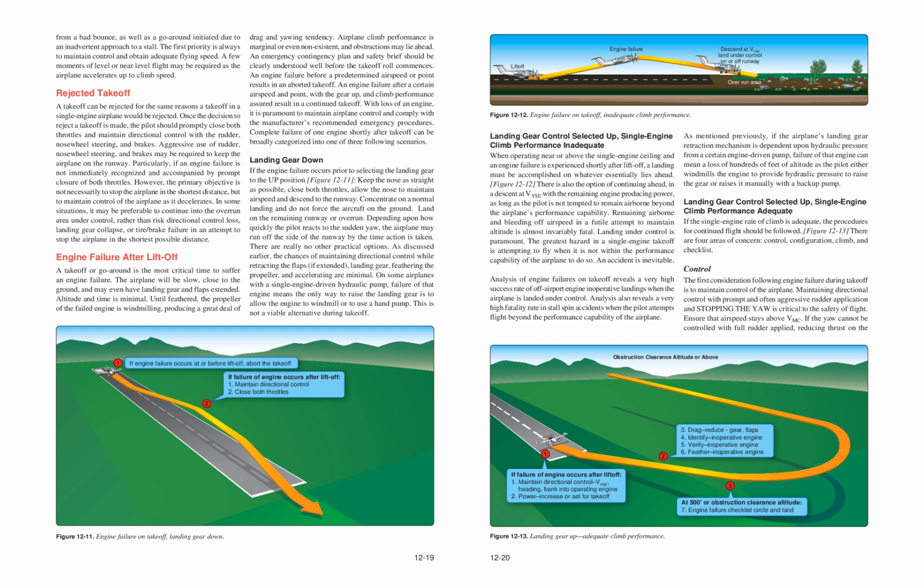As mentioned previously, if the airplane's landing gear retraction mechanism is dependent upon hydraulic pressure from a certain engine-driven pump, failure of that engine can mean a loss of hundreds of feet of altitude as the pilot either windmills the engine to provide hydraulic pressure to raise the gear or raises it manually with a backup pump. Landing gear control selected up, single engine climb performance adequate. If the single engine rate of climb is adequate, the procedures for continued flight should be followed. Figure 12.13. There are four areas of concern: control, configuration, climb, and checklist.